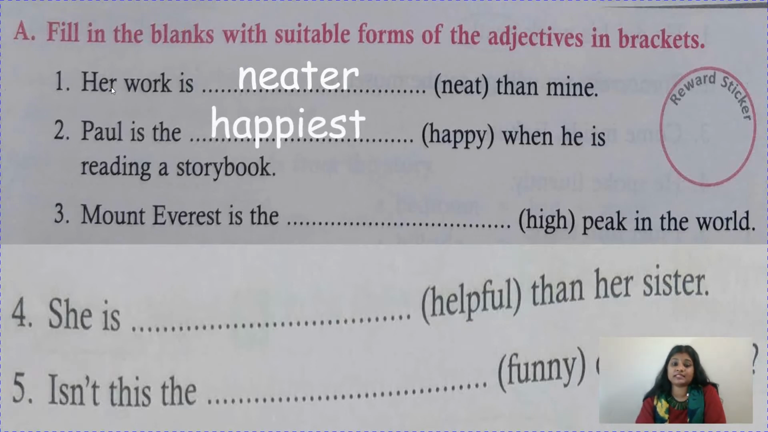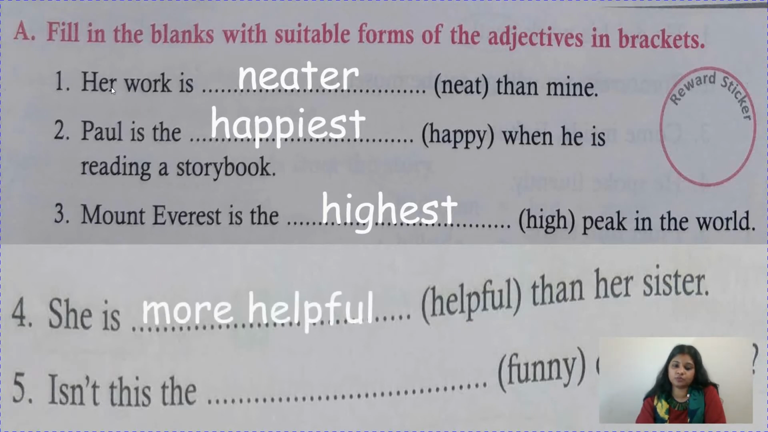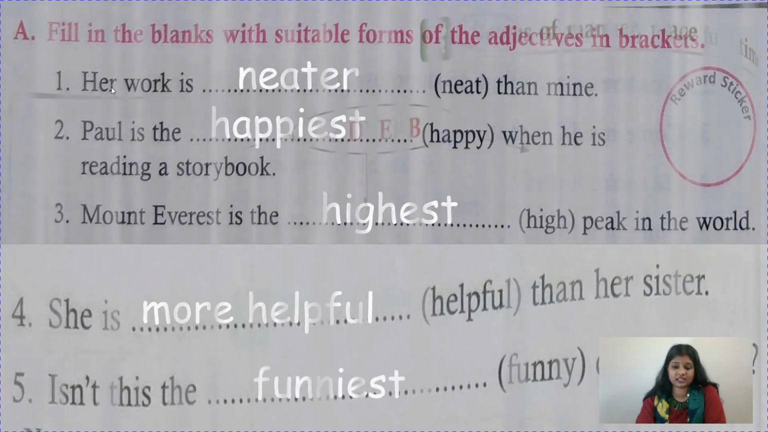Now, Mount Everest is the dash peak in the world. We are talking about all the peaks in the world. So superlative degree, that is highest. She is dash than her sister. Again we are comparing. So what is the comparative degree of helpful? She is more helpful than her sister. In the same way, isn't this the dash cartoon ever? Okay, so we can see, children, it is written ever. So we have to talk about all the cartoons. So isn't this the funniest cartoon ever?